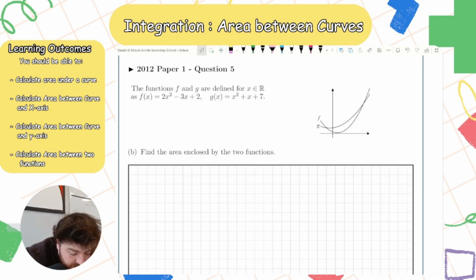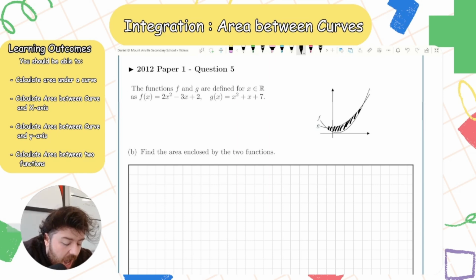Right, then last one here. 2012, the functions f and g are defined. f of x equals 2x squared minus 3x plus 2, and g of x equals x squared plus x plus 7. Find the area enclosed in the graph. So again, I'm just looking for this area here. I don't have an upper or lower bound, so I need to find the point of intersection first.